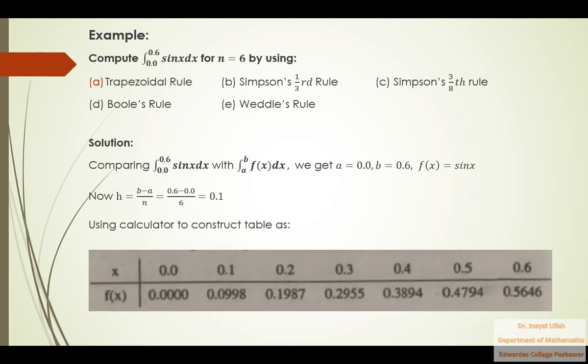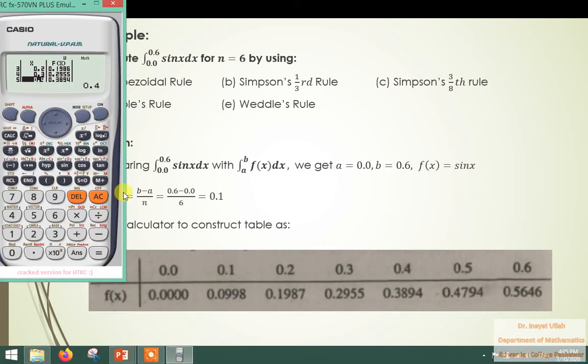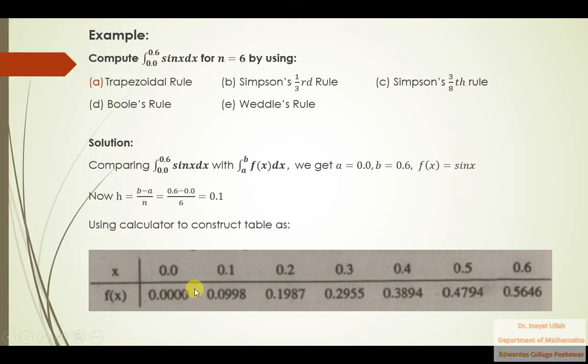This is the table. For x equal to 0, f of x equal to 0. So that is 0 and 0. We write the values of a function up to 4 decimal places. So write all those values up to 4 decimal places. You see 0.0998 is for 0.1, 0.1986 is for x equal to 0.2, and so on. So just look at this table and compare it with this table. These are the values.